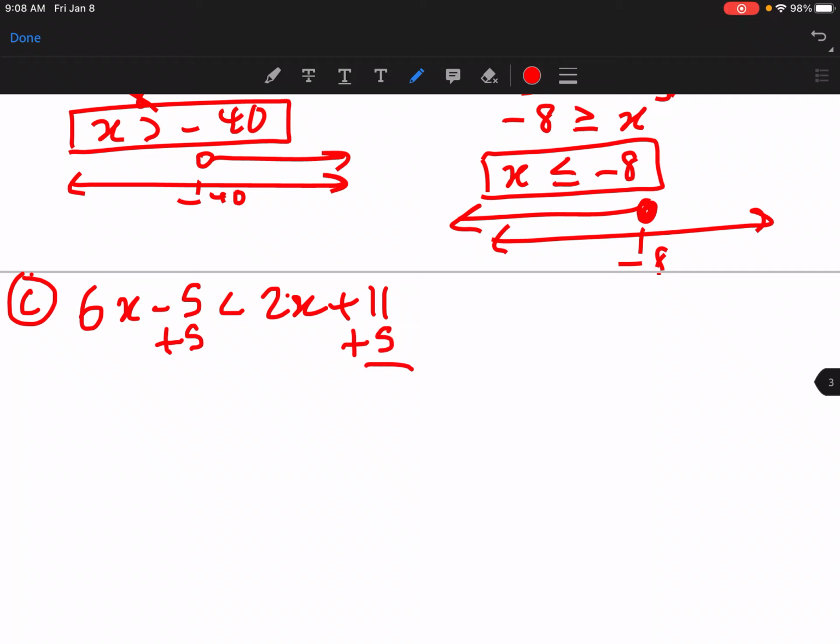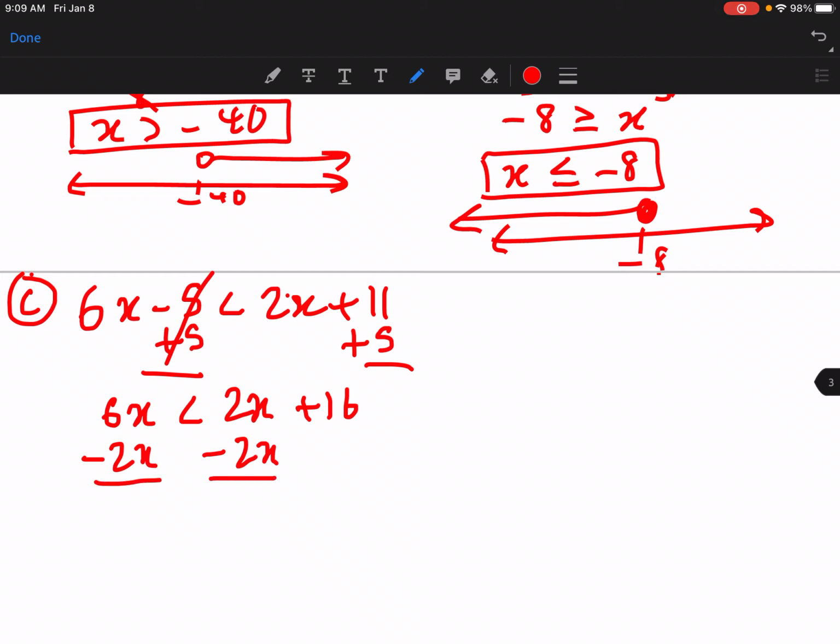It does not matter what you move first, as long as you have variable on one side, number on the other side, you will end up with the same answer. So I'm left with 6x less than 2x plus 16, since 11 plus 5 is 16. Now I need to move my variable together by subtracting 2x from both sides. 6x minus 2x is 4x, less than 16.